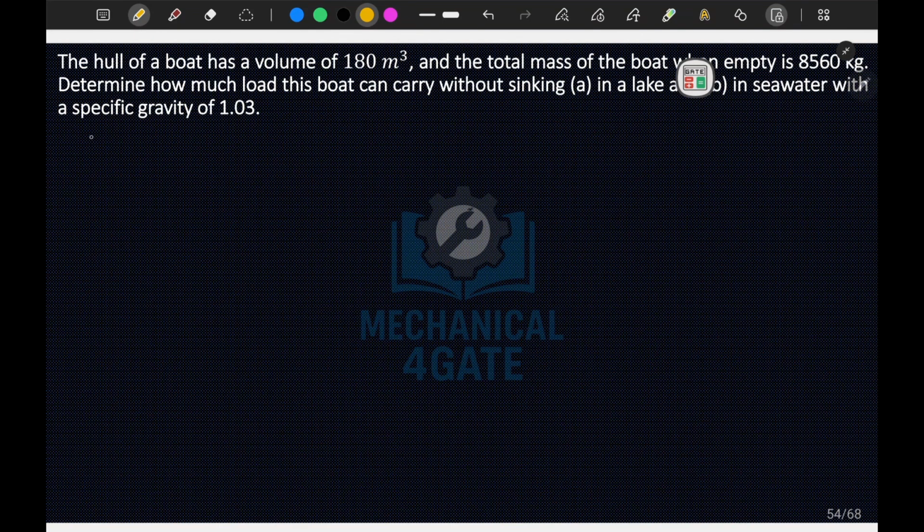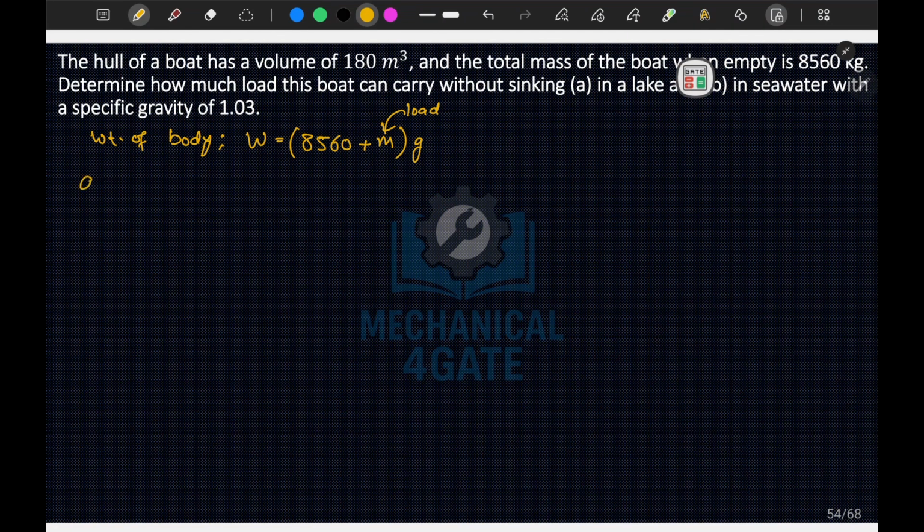Okay, so we can say that the weight of the body W is equal to 8560 plus mass. Let's say mass is your additional weight, mass is your load, times g. This is the weight. And from your Archimedes principle, we know that your buoyant force is equal to the weight of the body.